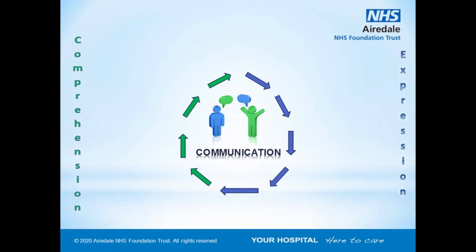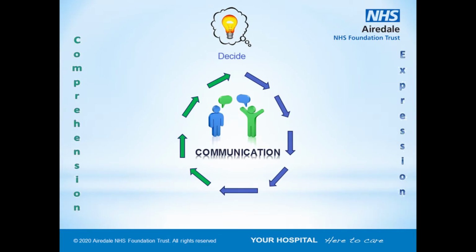The right hand side in blue is the expression side, so that's what we're doing when we're speaking. And the left hand side in green, the comprehension side, that's what we're doing when we're listening and understanding. And both those sides are equally important. When we communicate with someone, we tend to take it in turns. I talk while you listen, then you talk while I listen, and on we go. And of course, in a group, anybody might get the turn. But communication does require both those sides to be working well.